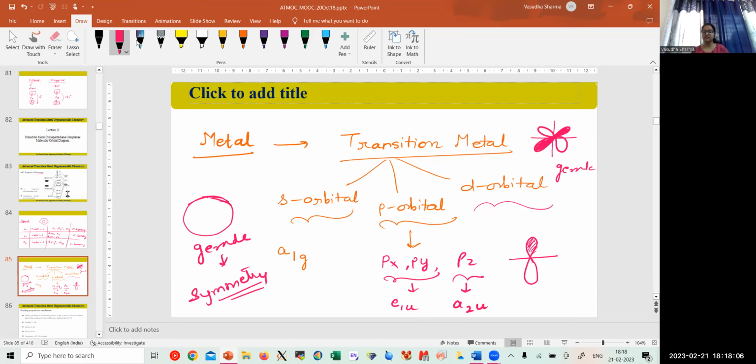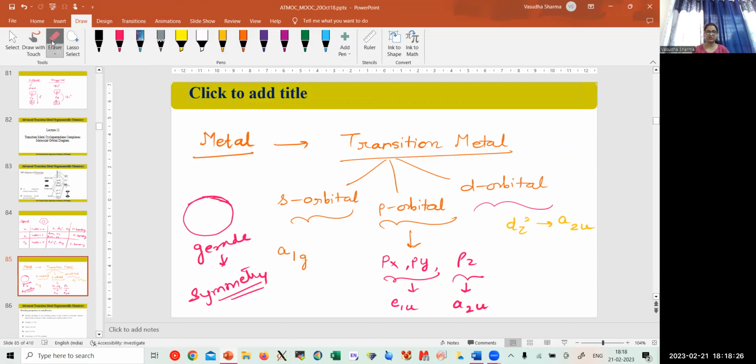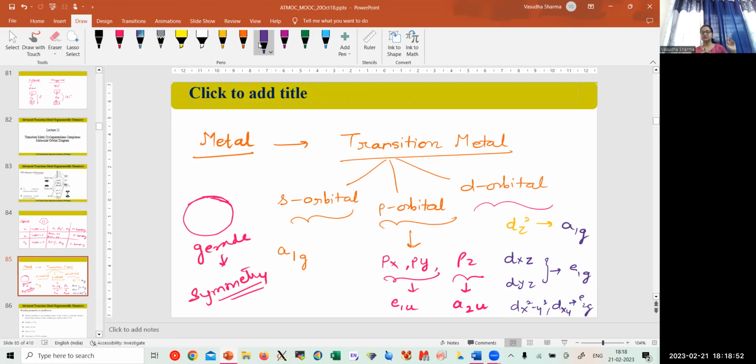Now, when we were talking about the d orbitals, they are a combination of, firstly, dz square, which is your a1g, sorry, because this is a gerade system, a1g, followed by your dxz and dyz, which form e1g, and dx square minus y square and dxy, which form e2g. So these are the orbitals which are present in the metal, and the other d orbitals, and you have already seen how the ligand orbitals are combining.